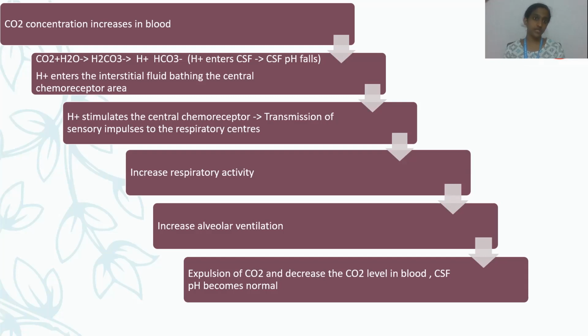So whenever the CSF becomes acidotic, that will stimulate the central chemoreceptor zone. That will in turn send impulses to the respiratory areas, thereby increasing the respiratory activity. So alveolar ventilation will increase. There will be expulsion of carbon dioxide, thereby the carbon dioxide level in the blood will come back to normal. So carbon dioxide increased, and finally, via all these steps, the carbon dioxide turns back to normal. So this is our body's response to hypercarbia.